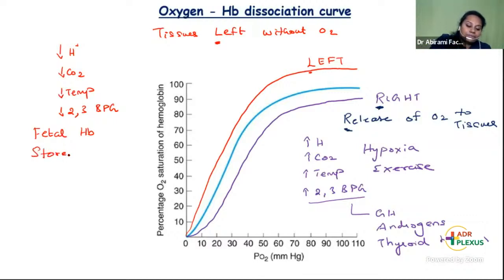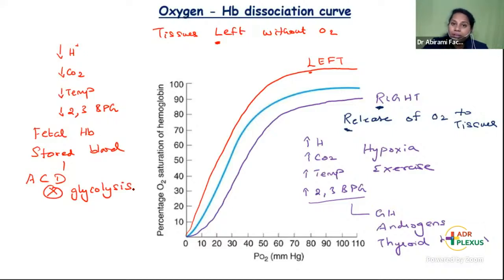Stored blood. So usually in laboratories, we store blood using an agent called acid citrate dextrose. But this acid citrate dextrose has an ability to inhibit glycolysis. So what happens when you inhibit glycolysis? Yes, when glycolysis is inhibited, 2,3 BPG levels fall because 2,3 BPG is a product of glycolysis. So, fall in 2,3 BPG.